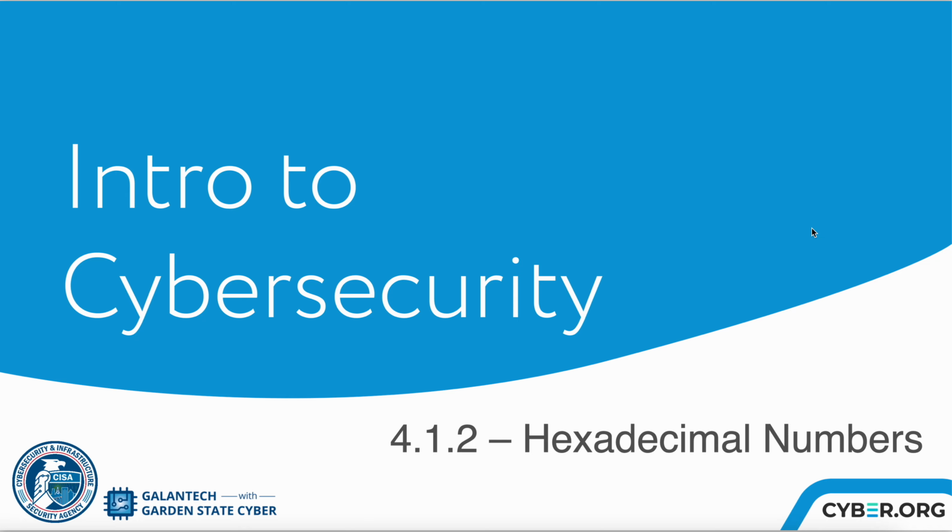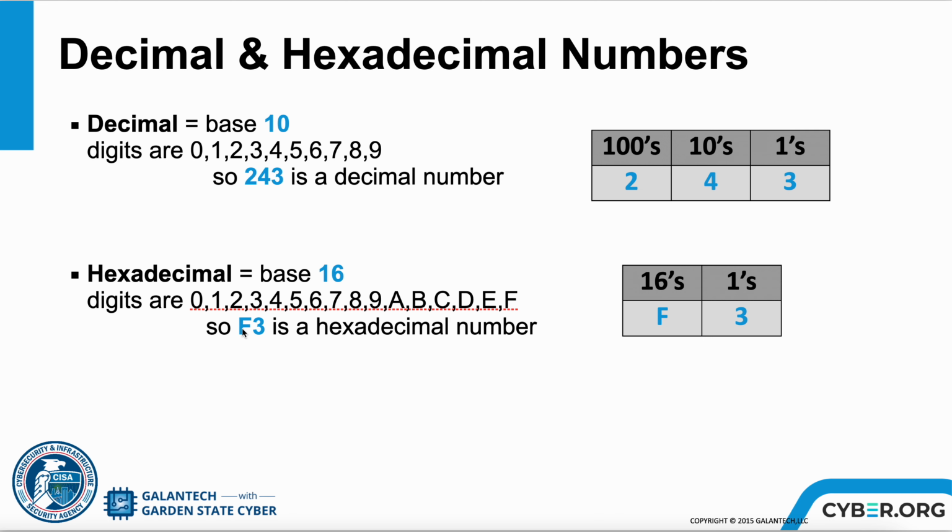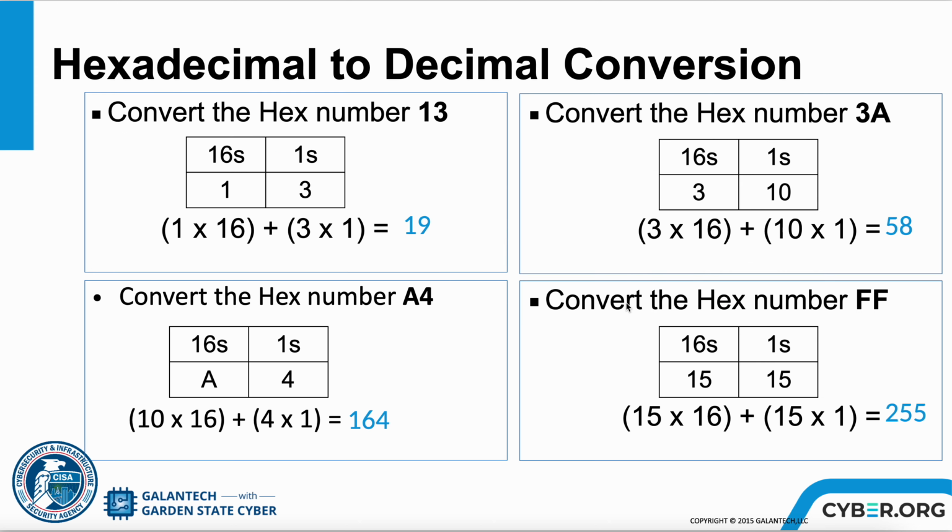We're going to quickly look at hexadecimal. We know our base 10 system, 0 through 9, but base 16 is A through F on top of 0 through 9. So you can have a number like F3, which is a hexadecimal number. We're not going to spend too much time on hexadecimal, but just to give you an idea. And here's how you would figure that out.